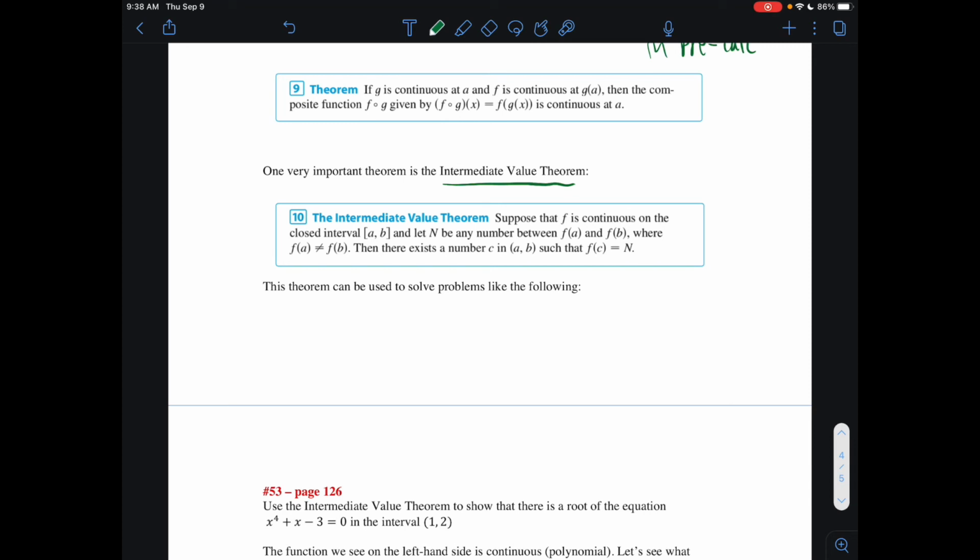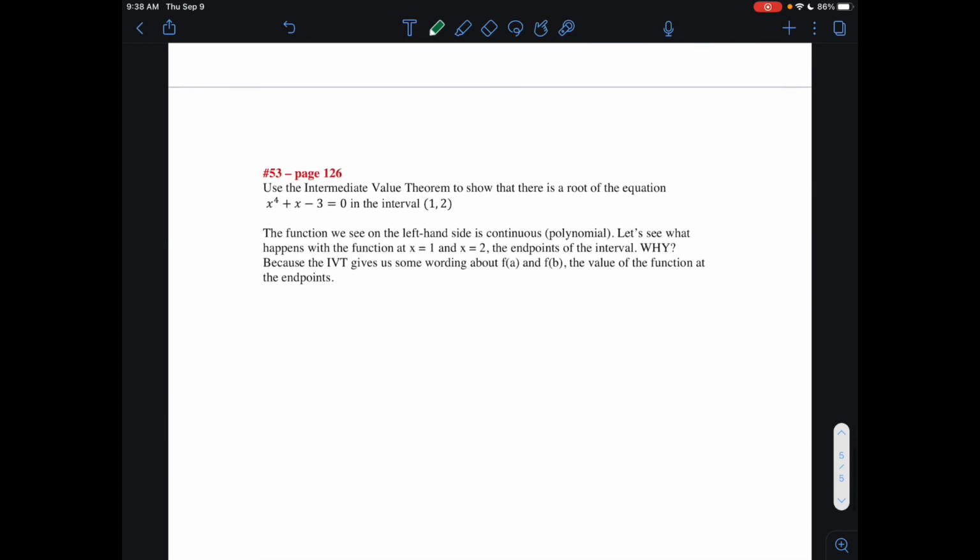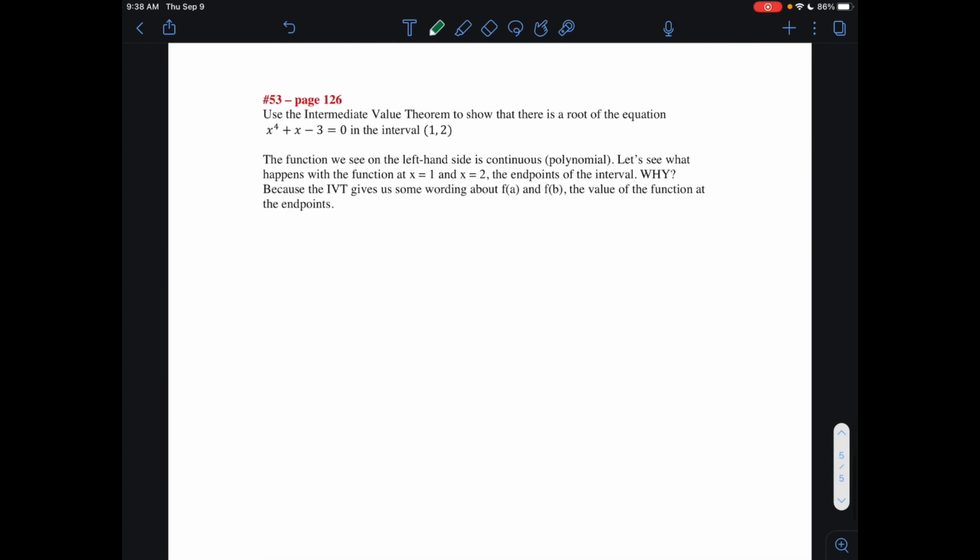This theorem we will actually be using later on in Chapter 3. We're going to bring it back up again, but it can be used to solve a problem like the following. Number 53 on page 126. So this problem says, use the intermediate value theorem to show that there is a root of the equation x to the fourth plus x minus 3 equals 0 in the interval 1 to 2. So first of all, root of the equation means there's a value where that function x to the fourth plus x minus 3 equals 0.